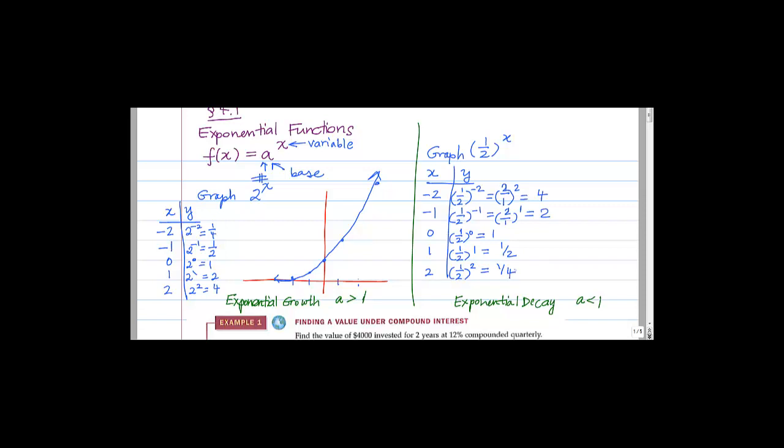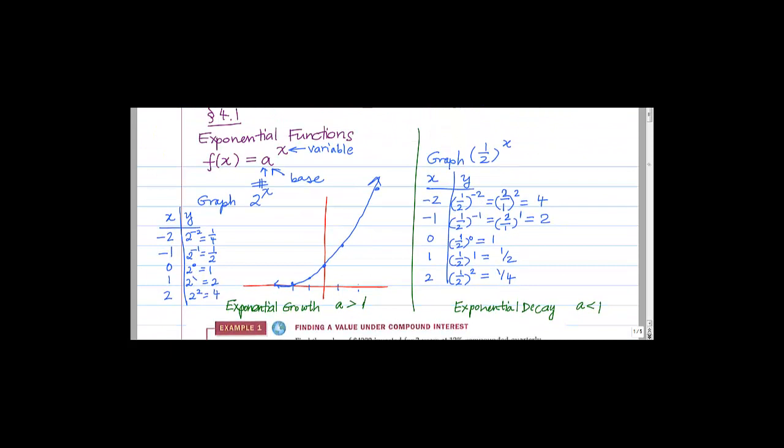Let me graph this function in a different color on the same graph. Let me use pink. When x is negative 2, y is 4, so that is over here somewhere. When x is negative 1, y is 2. When x is 0, y is 1. When x is 1, y is 1/2, and then 1/4. So exponential decay looks like this. Exponential decay is in pink, and exponential growth is in blue.